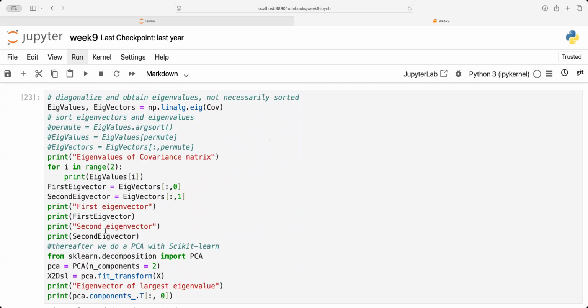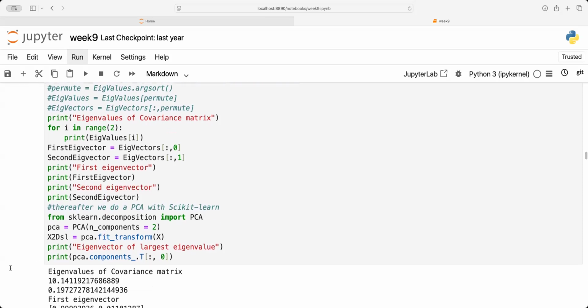But I wanted to show you how you can use scikit-learn to actually set a condition on what kind of eigenvalues you want to keep. So in this specific case, I'm simply diagonalizing that covariance matrix, and I print the first eigenvector and the second eigenvector. But then I'm going to do a principal component analysis from scikit-learn. And here, I'm simply going to say that I want to keep the 2 components.